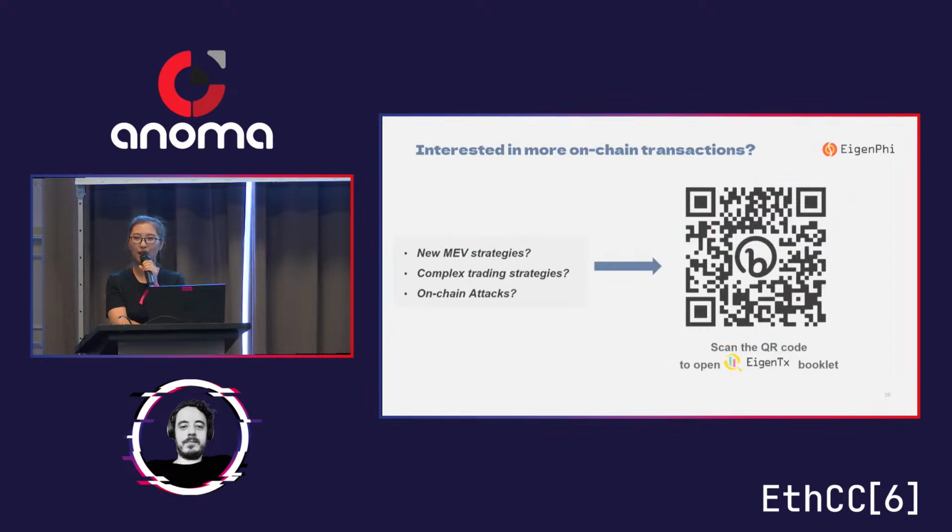Due to time constraints, I could only share the 3 use cases that I found when doing the analysis of on-chain transactions. But if you're interested in more new MEV strategies or complex trading strategies or even some more on-chain attacks, I would invite you to scan the QR code here. This is a booklet that we have just written, with a collection of all the interesting and fascinating transactions that we have identified. So I hope you will find anything that matches your interest and also expand your knowledge on blockchain.